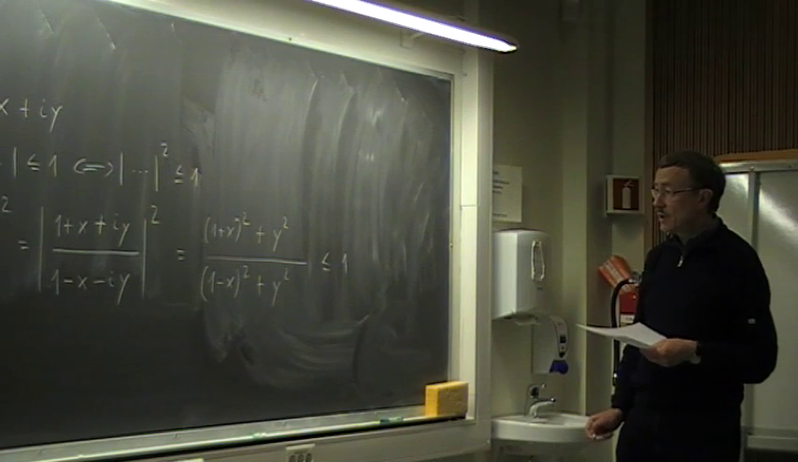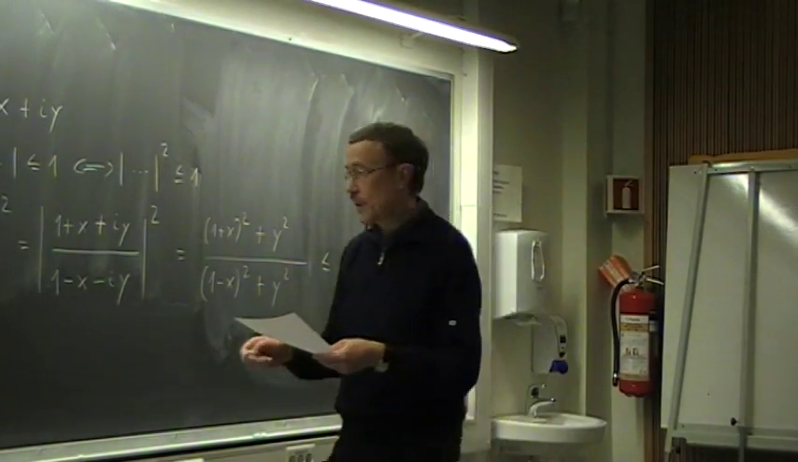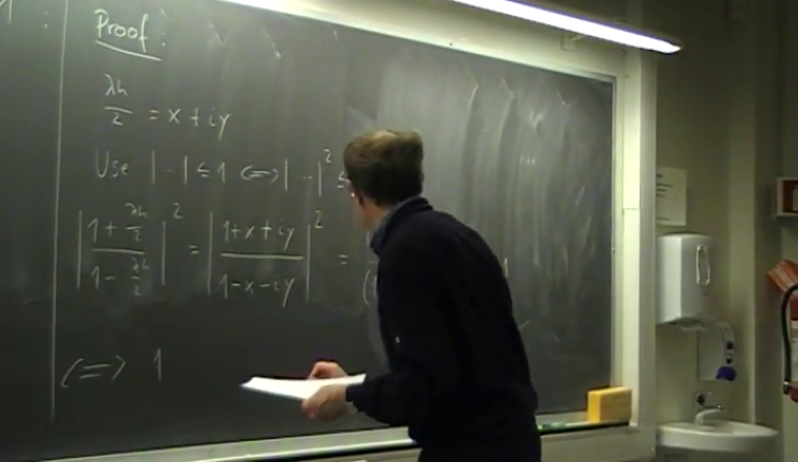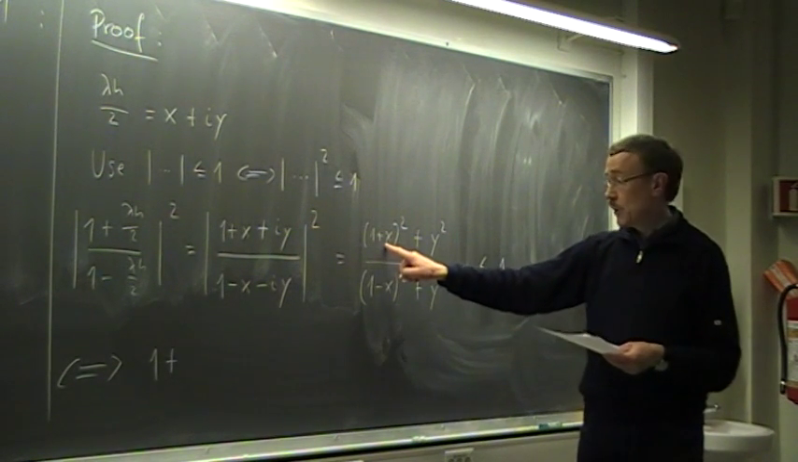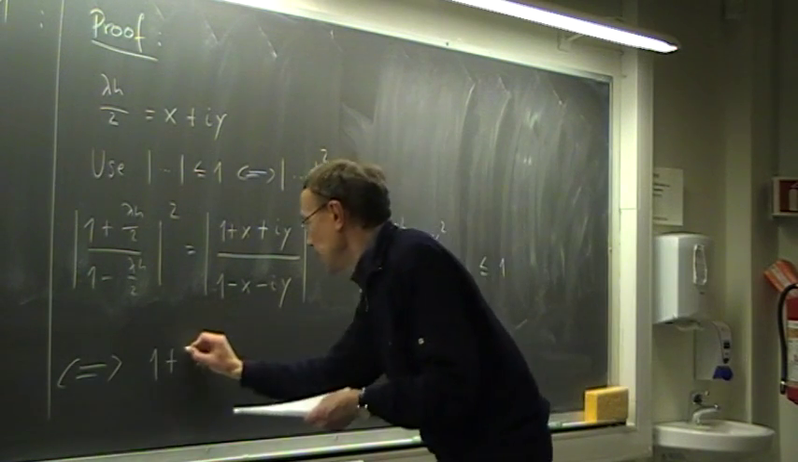Now we can multiply by the denominator and see that this is then equivalent to saying that 1 plus, now if we compute the binomial formula, we take here to compute this 1 plus x squared.